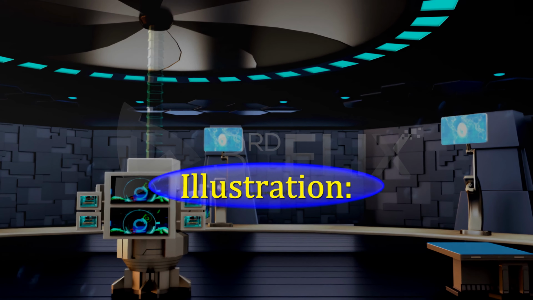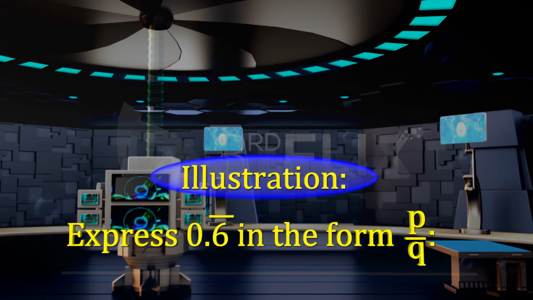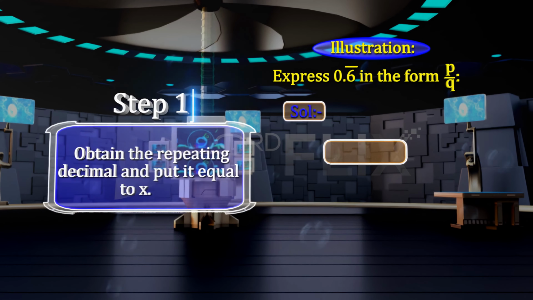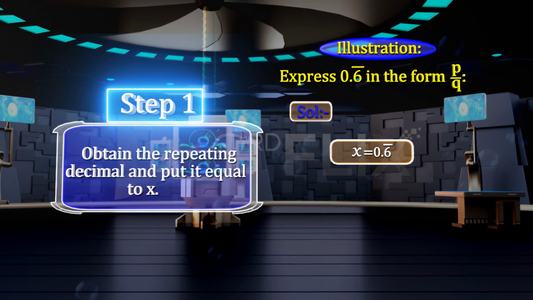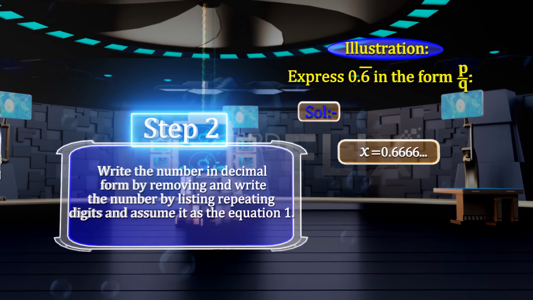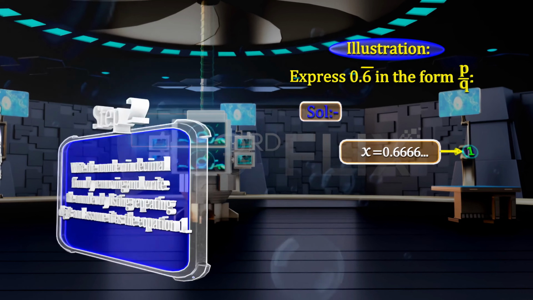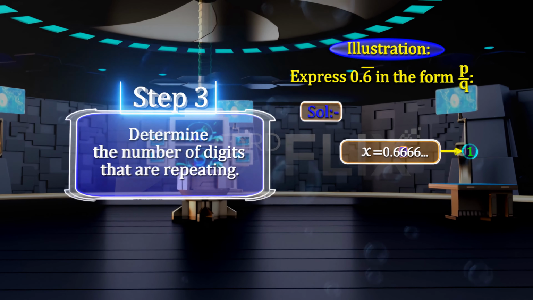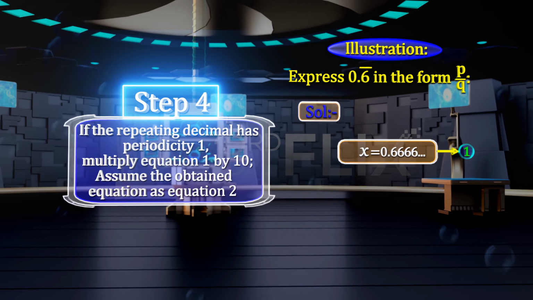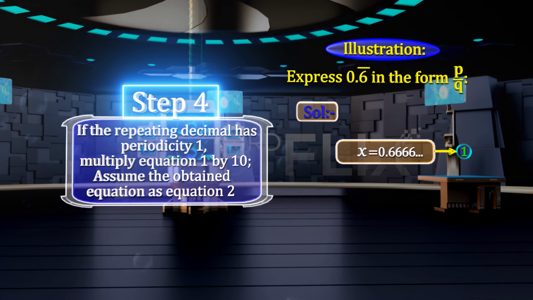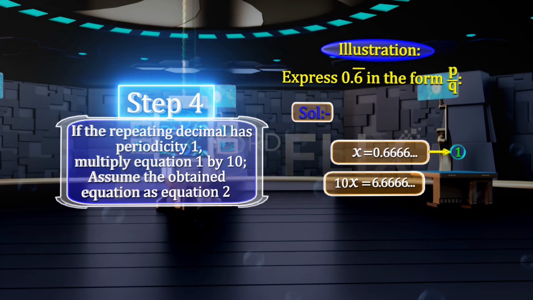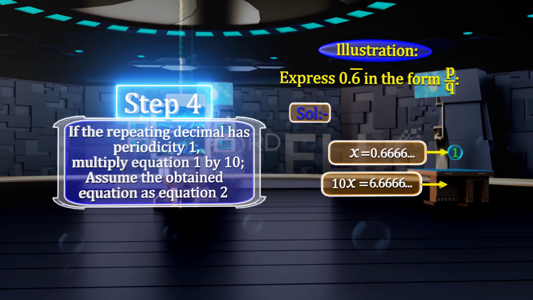Illustration 1. Express 0.6 bar in the form p by q. Solution. Let x equal 0.6 bar. Then x equals 0.6666 and so on is equation 1. Here we have only one repeating digit after decimal. So we multiply both sides by 10. This implies 10x equals 6.6666 and so on is equation 2.